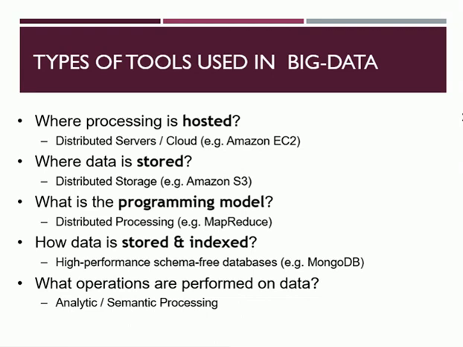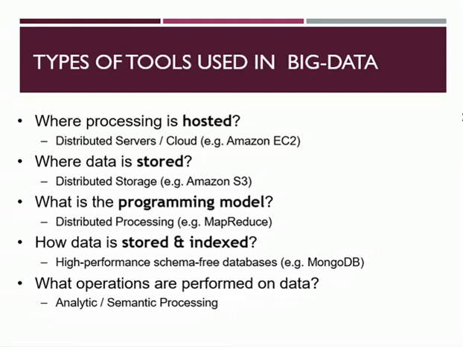And what is the programming model? Like I told you, there is a distributed processing model which is MapReduce in Hadoop, and we work on this to join, split and work on our data. And how is data stored and indexed? It is based on high performance schema-free databases like MongoDB. So basically it is working on NoSQL. And what operations are performed on the data? It is for analytic and semantic processing, and we will be doing data visualization on this kind of data. So basically our aim is to use our tools and the big data tools to get proper data visualization.